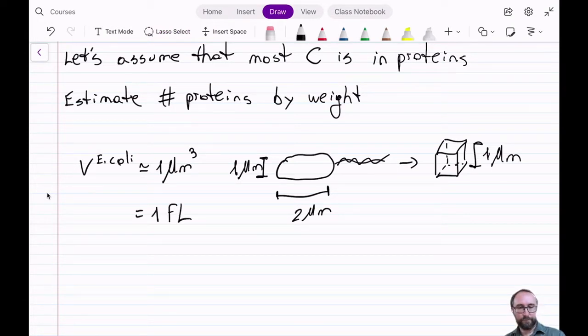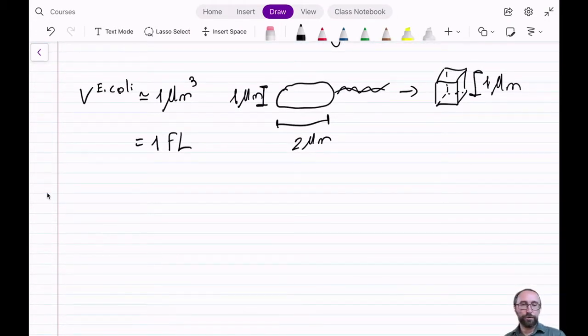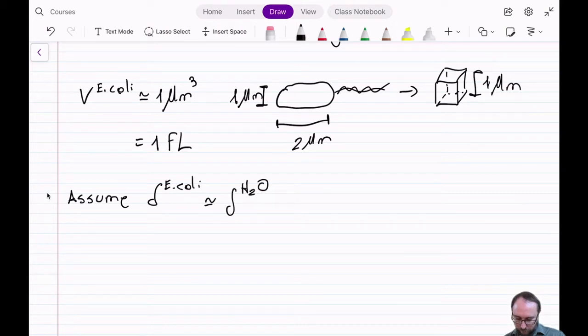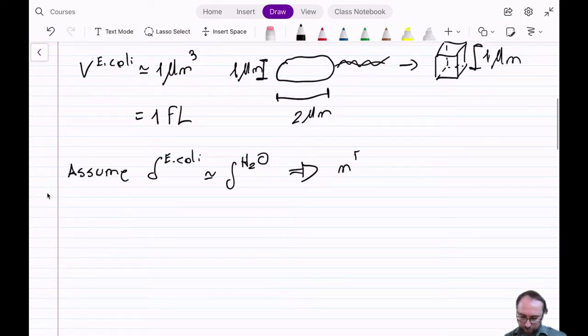Okay, and what does this tell us? Well, if we assume that E. coli is more or less the density of water, then this tells us that the mass of E. coli is approximately 1 picogram. Okay, so this is the total mass, but most of it is water, right?